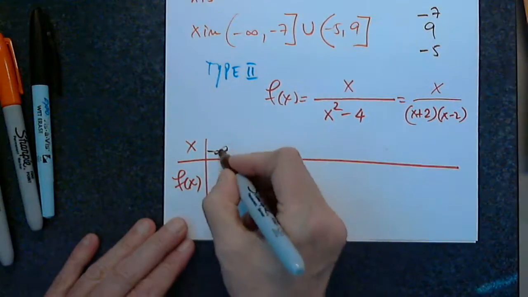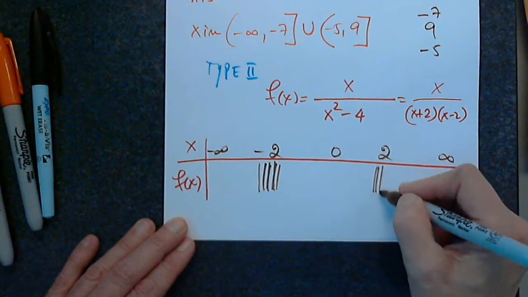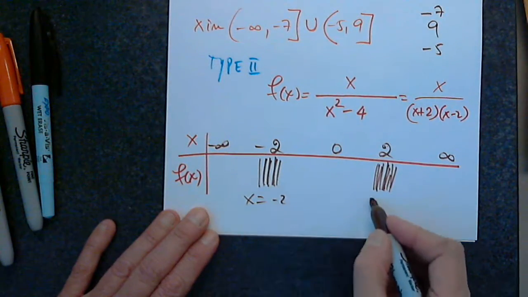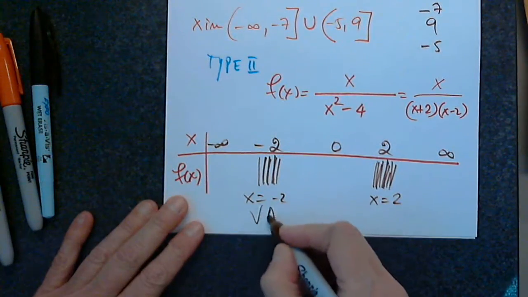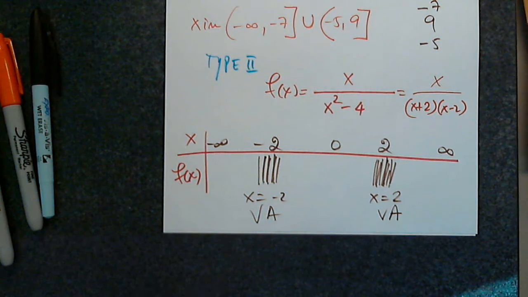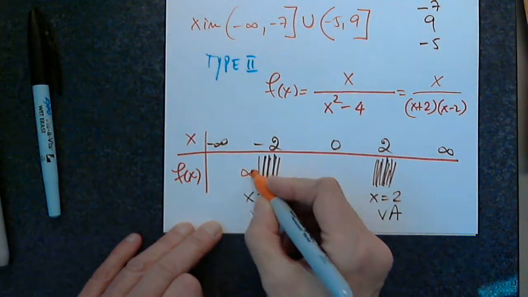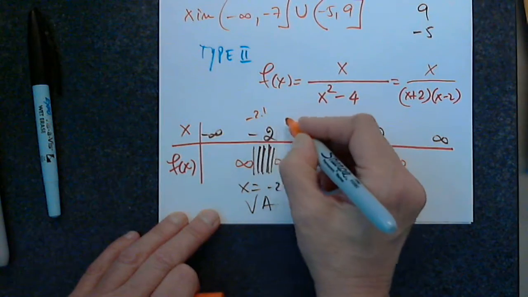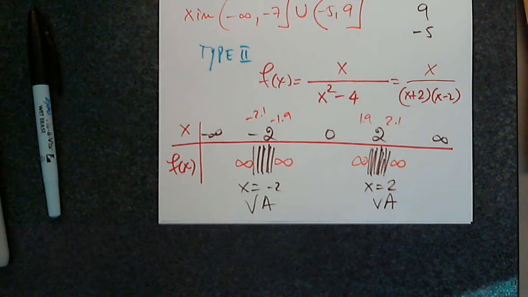Except x equals -2 and x equals 2 for this function for sure. Say it again. Vertical asymptote and vertical asymptote. Good. So then once we say that, what happens left and right? Definitely. Yes. What we don't know is the sign. So negative 2.1, negative 1.9, 1.9, 2.1. We're going to plug this in and determine that.